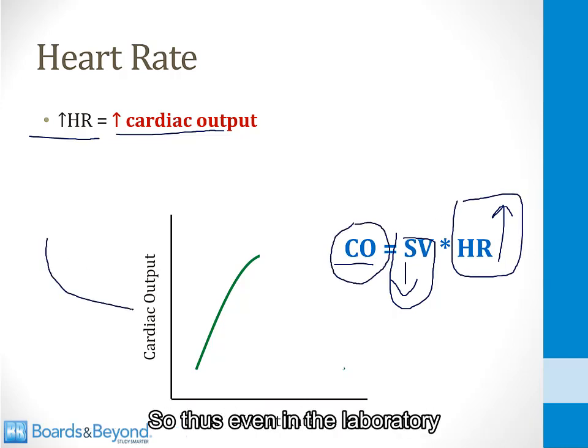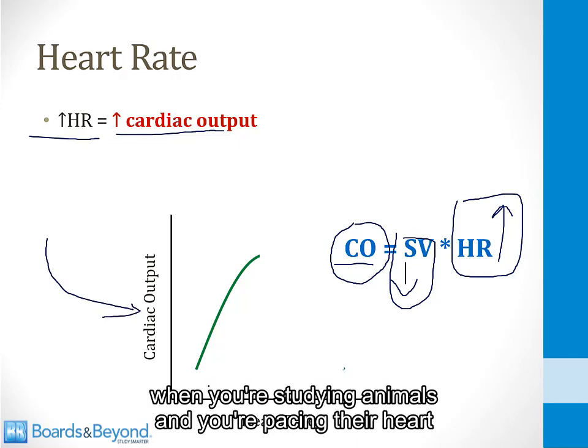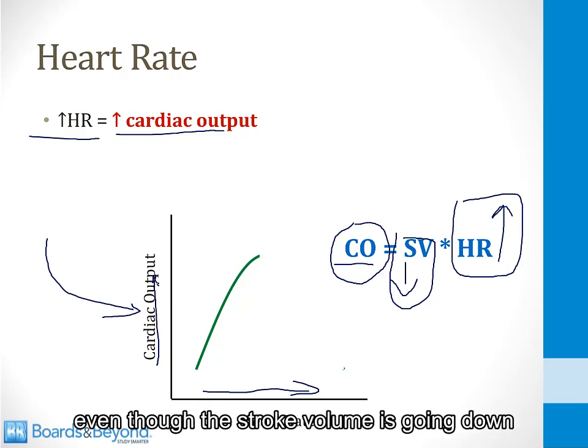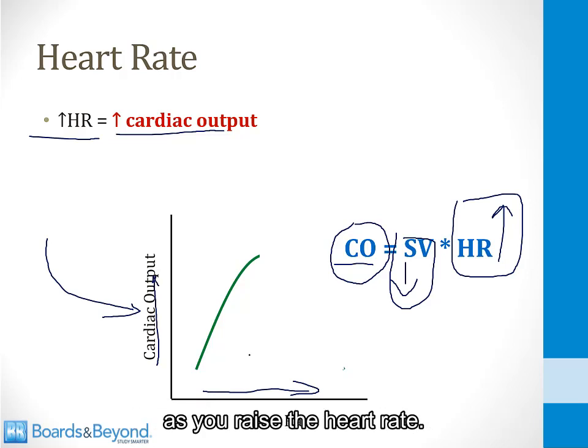So even in the laboratory, when you're studying animals and you're pacing their heart, as you increase the heart rate, you still see a rise in cardiac output, even though the stroke volume is going down as you raise the heart rate. And that's a confusing concept, so make sure you understand that.